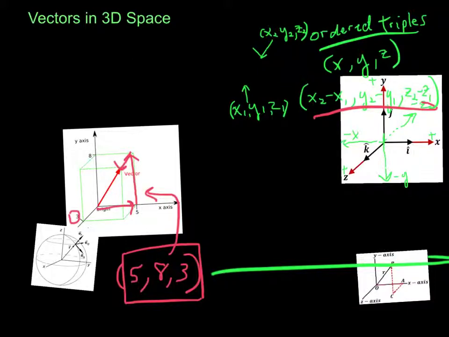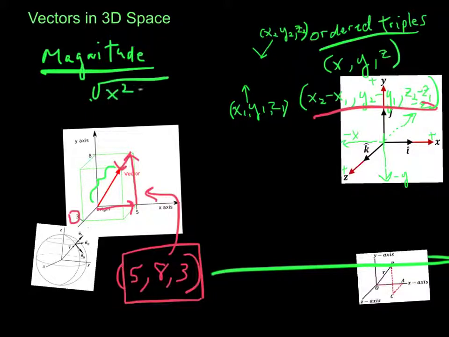Great. Now how do we find the magnitude? I want to know the length of it as well. Well, the magnitude, the way we did it earlier, with 2 dimensions, was we took the square root of x squared plus y squared. All we do differently is we include the z component, plus z squared. Let's find the magnitude.